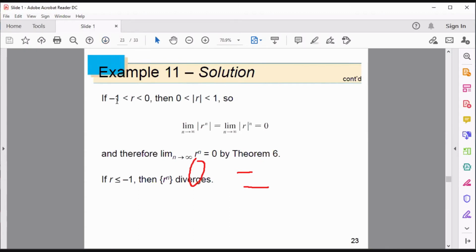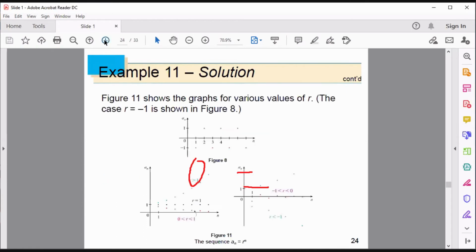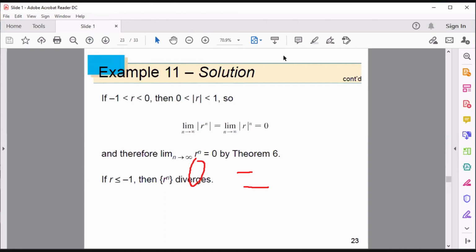Of course, if r is between -1 and 0, then its absolute value is between 0 and 1. That's why the limit of absolute value of r to the n is equal to 0. Then even if r is between -1 and 0, the sequence goes to 0. However, when r is less than -1, then r to the n diverges. Then to summarize, we have three situations when we talk about r to the n.